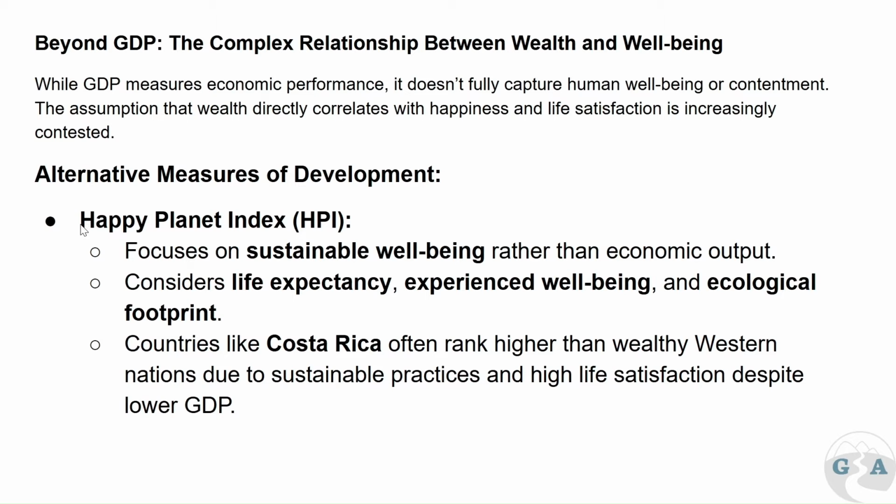Now, the alternative measures of development, because we've looked at so many throughout the course, include something like the Happy Planet Index, looking at sustainable well-being rather than economic output. So looking at social factors like life expectancy, experienced well-being, and the ecological footprint in a region can show that some countries have a higher development or HPI index than other areas.